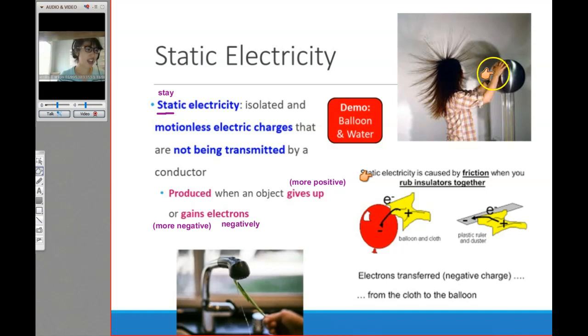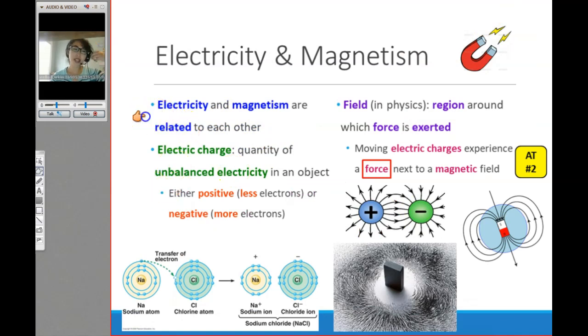What's going on there? Give me a smiley face if you're starting to understand that static electricity is really interesting, has a really cool phenomenon that goes on with it. And we're going to dig into that a little bit later. Cool. All right. So that being said, electricity and magnetism are actually related to each other.